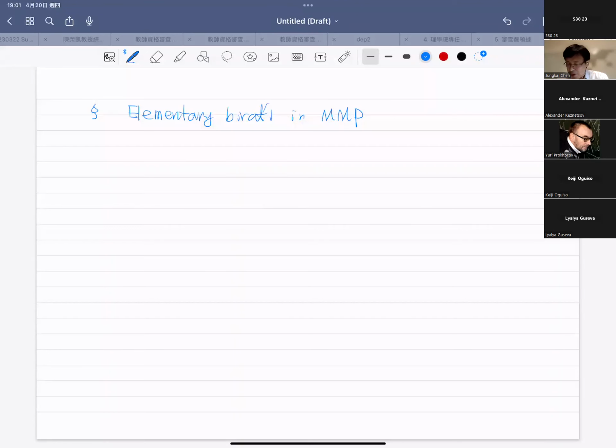So a metric partial map in MMP usually consists of a partial map of the following types. One type is the divisorial contraction. This means that we have a contraction from Y to X, and we contract the divisor into a variety of smaller dimension.